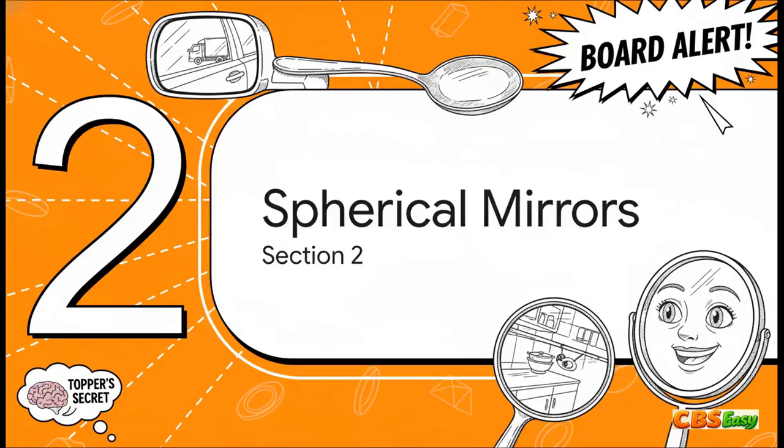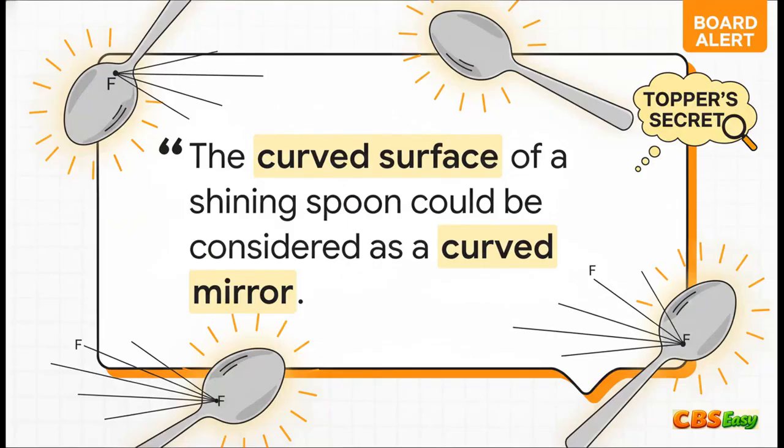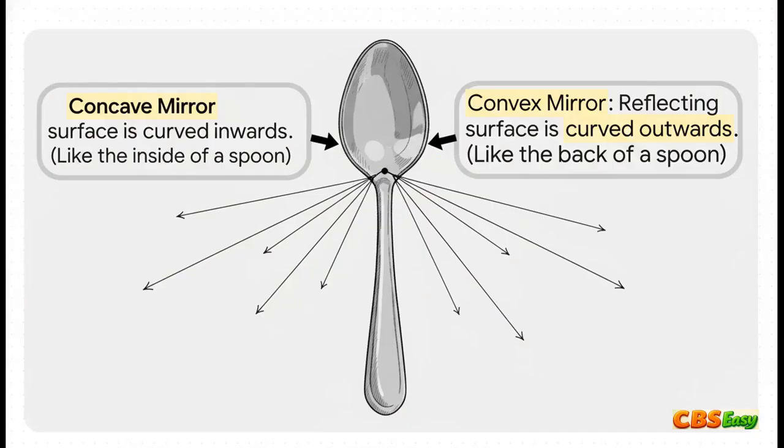Okay, let's move on to our first major topic. And before you start thinking about complicated diagrams, just think about something you use every single day. Yup, a shiny spoon. This is the perfect real-world example of both types of spherical mirrors. The side you scoop your food with, the part that's caved in, that's one type. And the back, the part that bulges out, that's the other. So here's the deal. The inside of the spoon is like a concave mirror. It's caved in, see? And the back of the spoon, that's like a convex mirror. That's probably the easiest way to remember the difference between them forever.